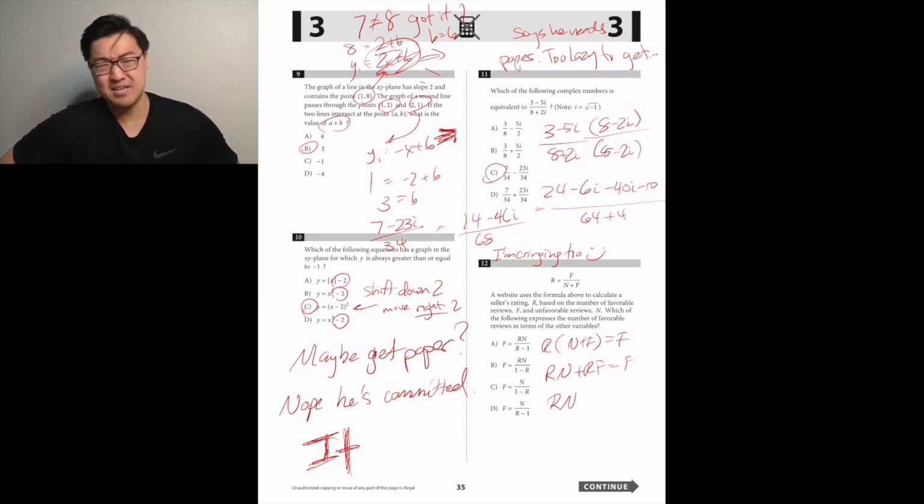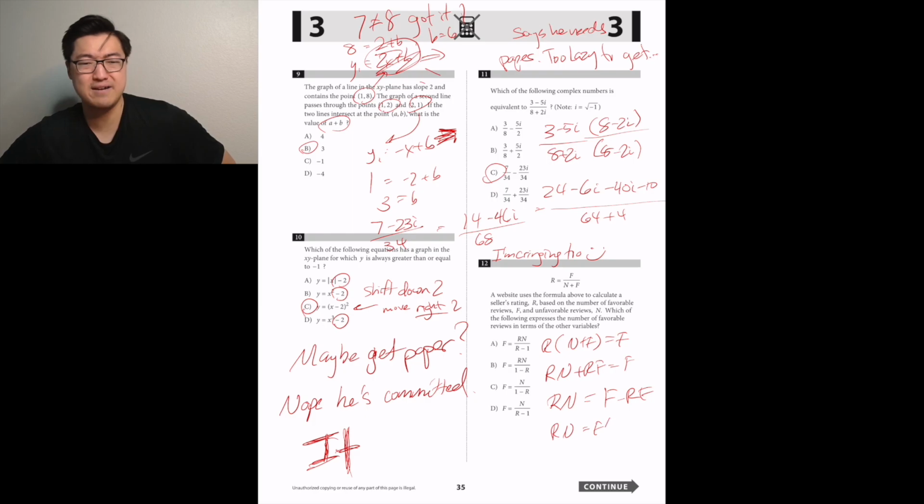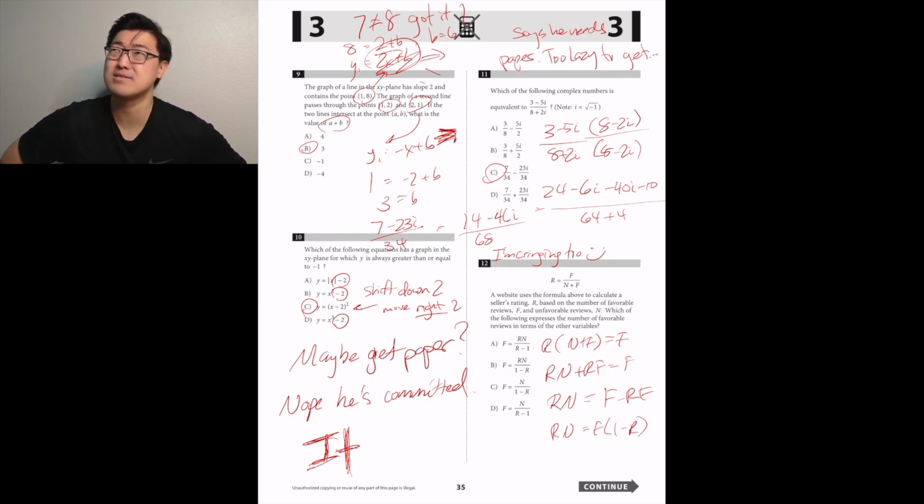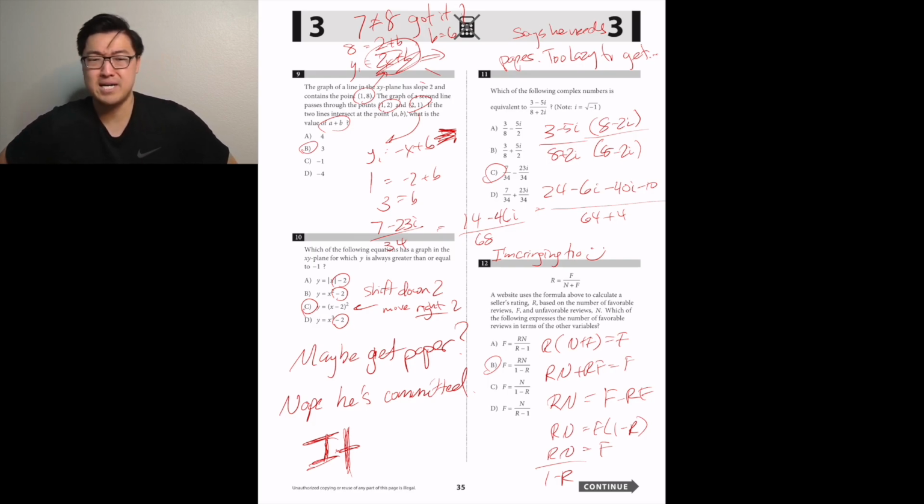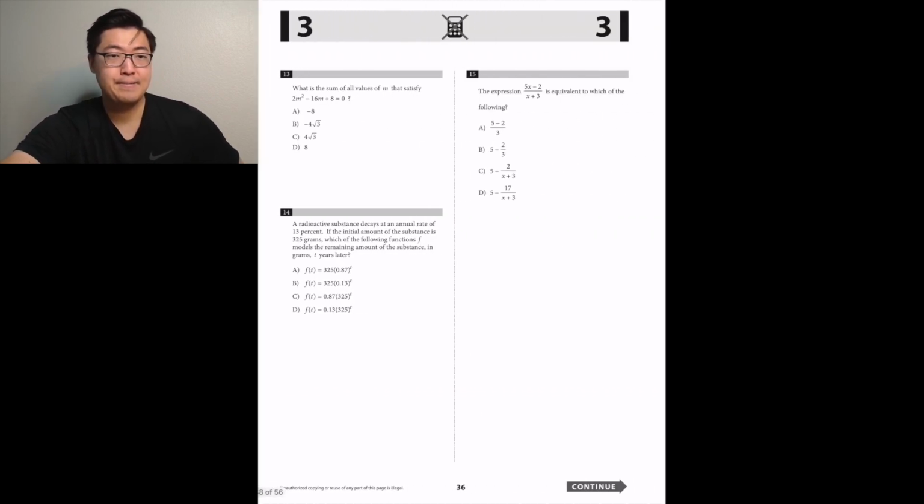Let's group the F's together by moving like terms to the same side. So then Rn is equal to F minus Rf. We can now factor out the F. So F times 1 minus R is equal to Rn. So F equals Rn over 1 minus R. B, hopefully. Fingers crossed.